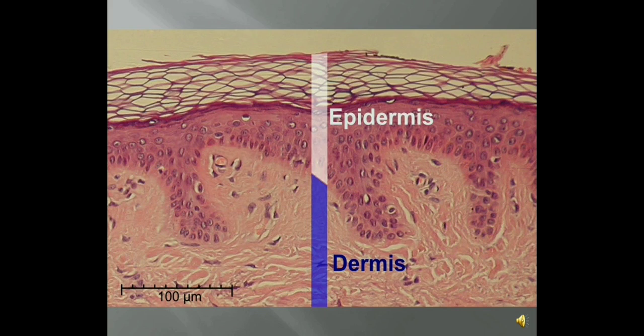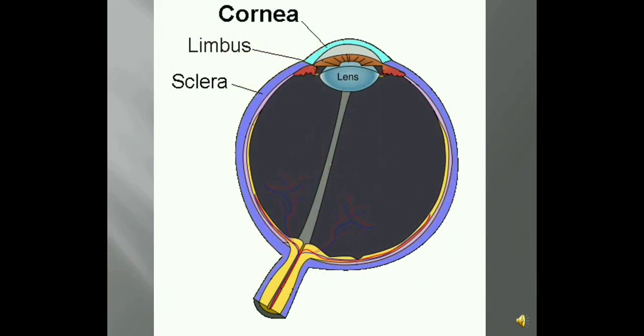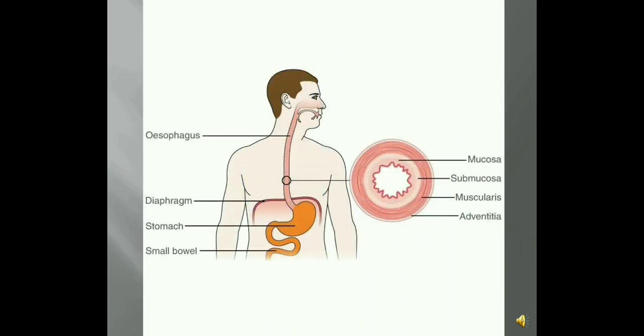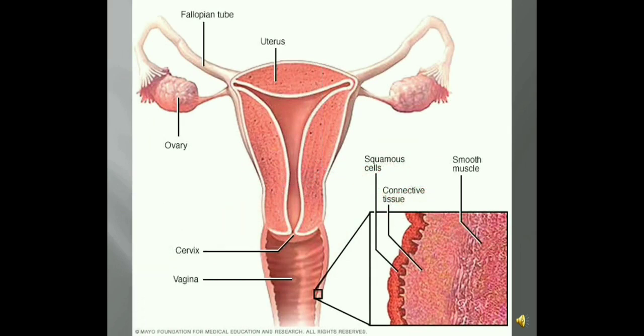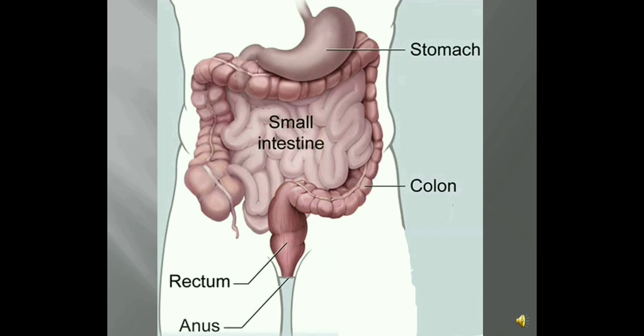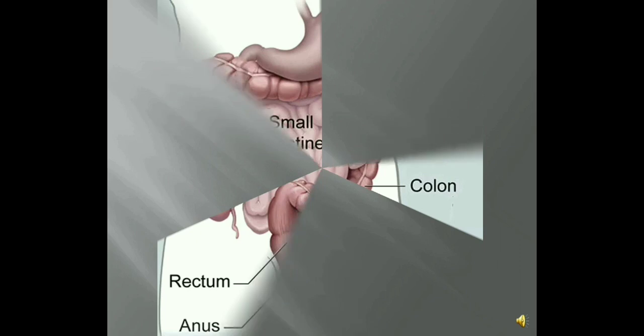Here the examples: it is found in the epidermis of skin, cornea of eyes, esophagus, vagina, rectum, etc. Talking about the functions of stratified epithelium, it has only one function, and the function is protection.